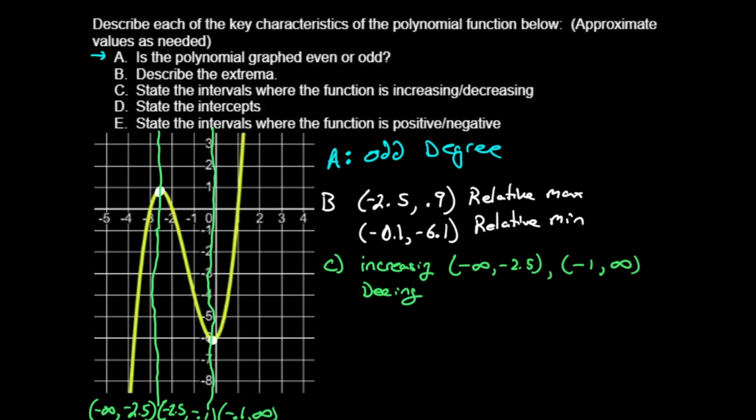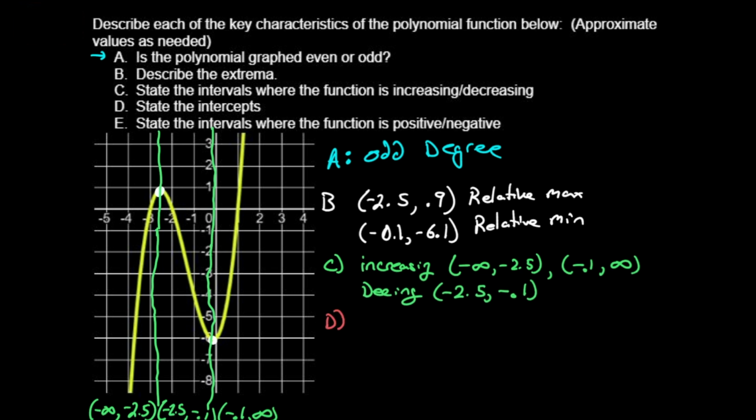I totally spelled that wrong, but I'm going to just keep going. From negative 2.5, comma, negative 0.1, and that's a negative 0.1 up here. I just missed my decimal place. There we go. Next up is D here, intercepts.